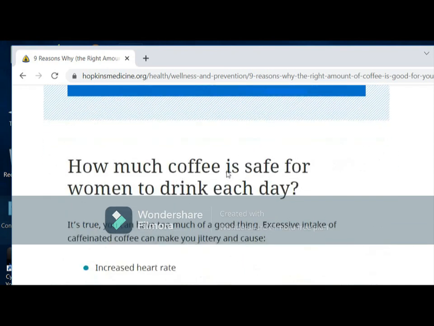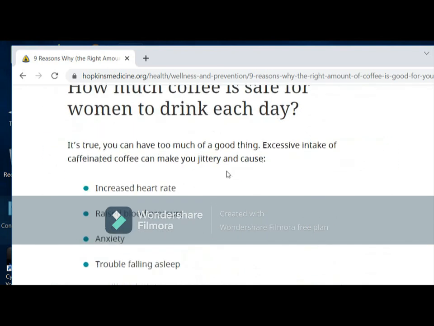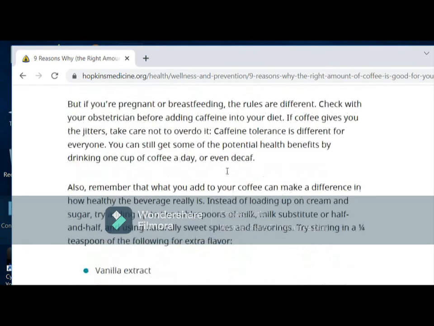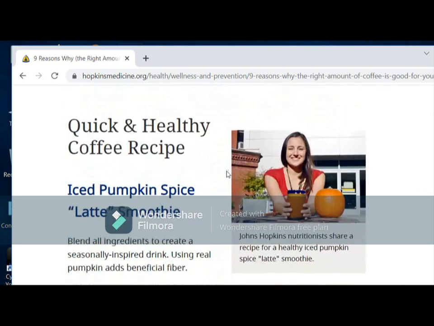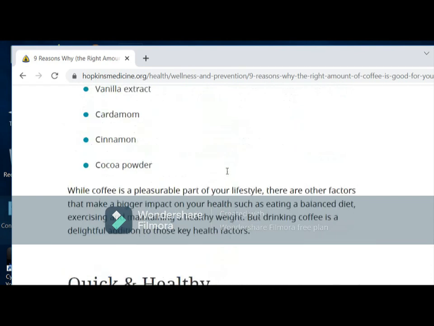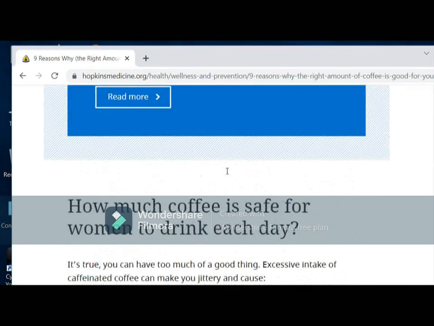How much coffee is safe for women to drink each day? It's true, you can have too much of a good thing. Excess intake of caffeinated coffee can make you jittery and cause increased heart rate, raised blood pressure, anxiety, and trouble sleeping. Yes, like too much of anything is always bad. That's wonderful. Good. We go get coffee. Yes, it's advisable that we are drinking coffee.